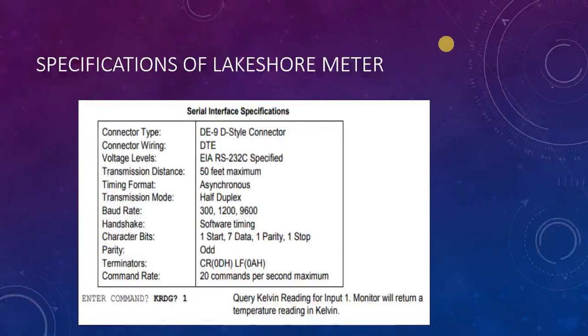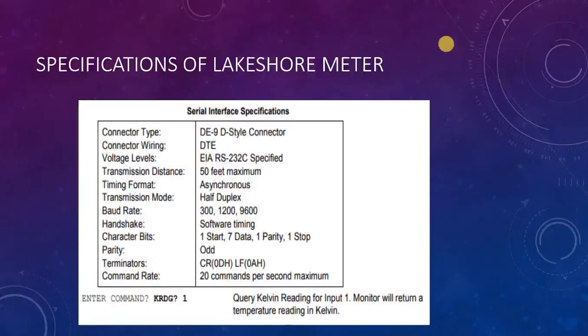Now what you need to look at on the screen is the speed, 9600 baud, that is bits per second, which is what I have set. The protocol is 1 start bit, 7 data bits, 1 parity bit, and 1 stop bit, and the parity is odd. So I will call this 9600, 7, 1, odd parity, 7 data bits.